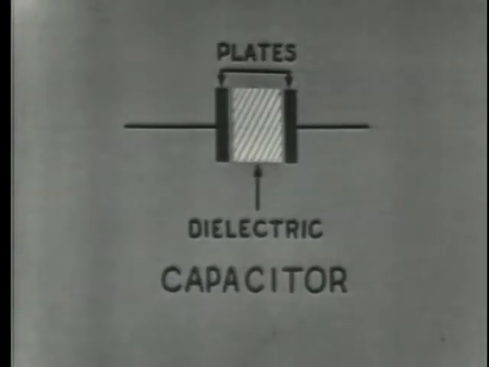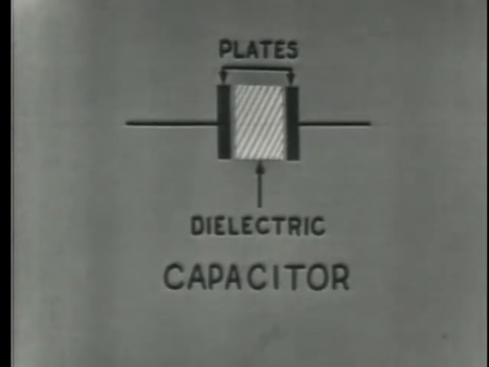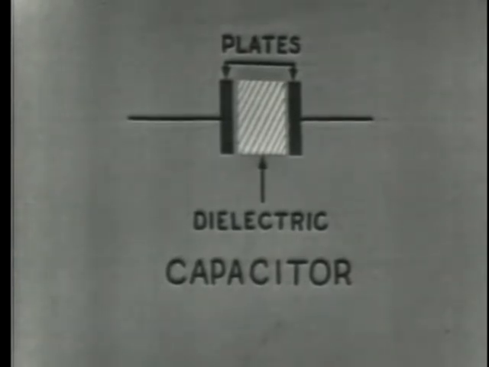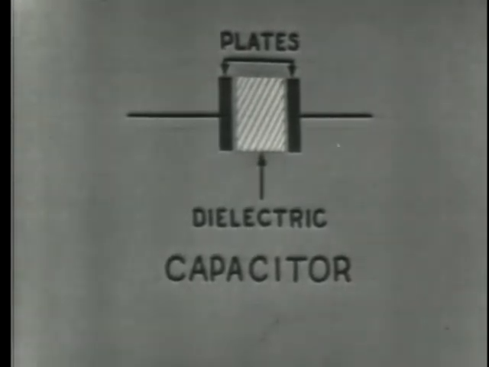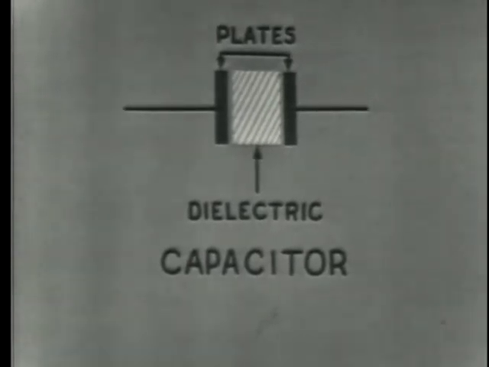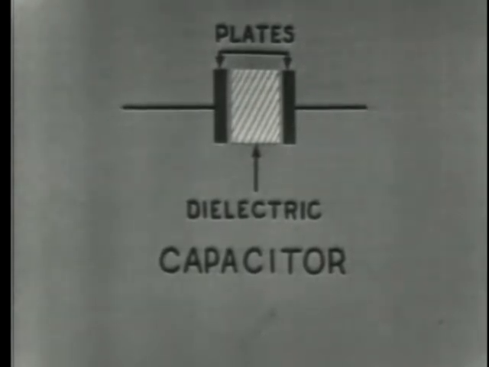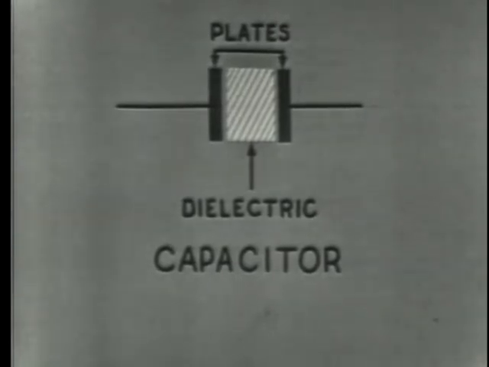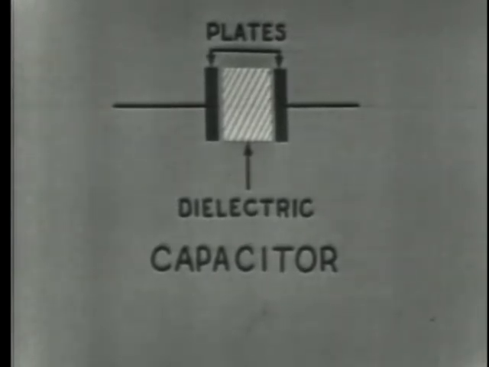This definition gives you an insight as to the construction of a capacitor. The capacitor will appear in many varied shapes and sizes. But regardless of its physical size or shape, you can be sure that it consists of two plates separated by a dielectric. Dielectric is the term applied to the insulating material between the plates of a capacitor.